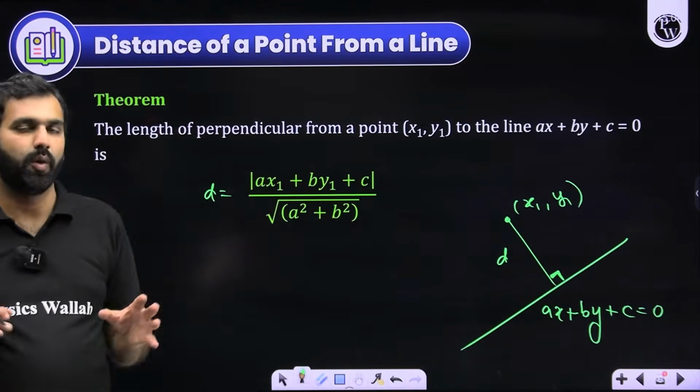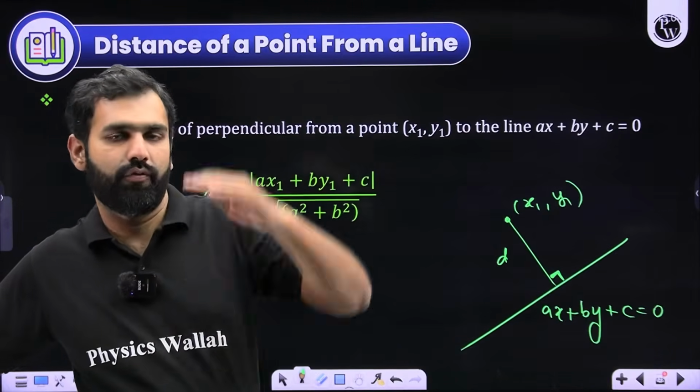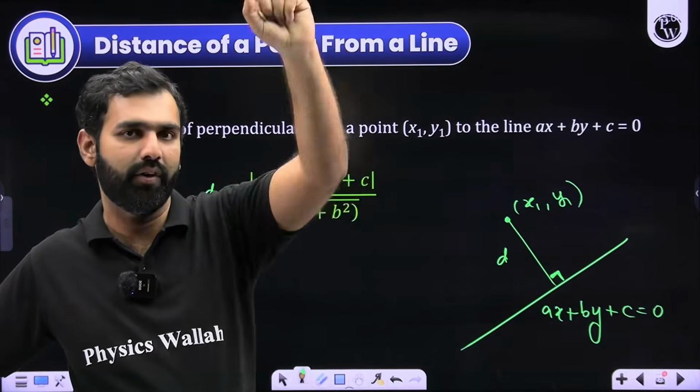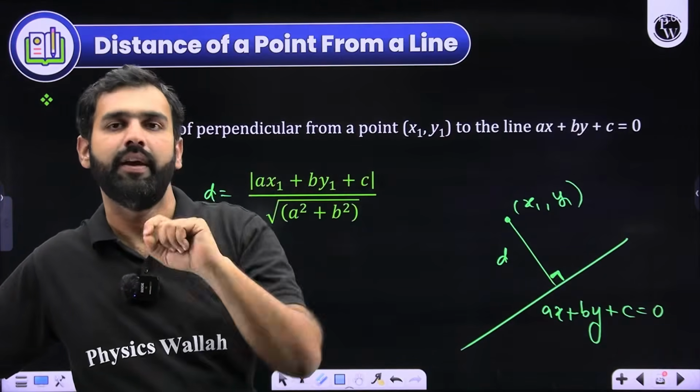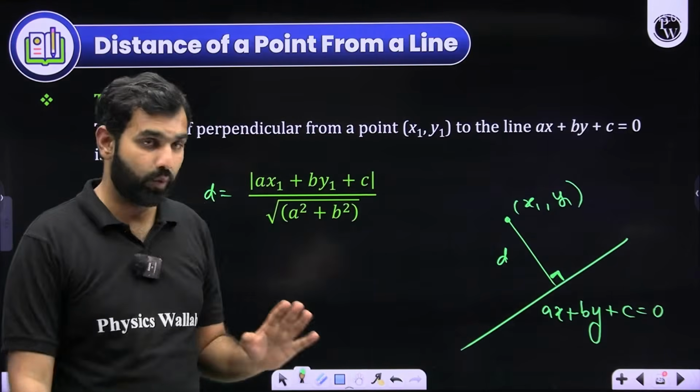That's the distance formula between a point and a line, perpendicular distance. So from a point, if I'm dropping a perpendicular on a line, then the distance of that point from that line, perpendicular distance, is given by this formula. Will you remember this as a result? I hope you won't forget that.